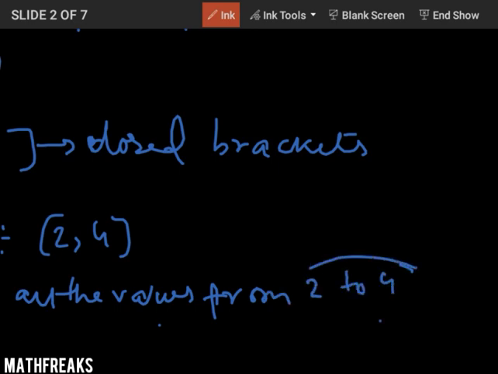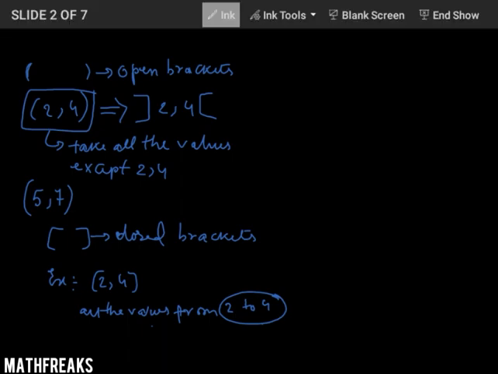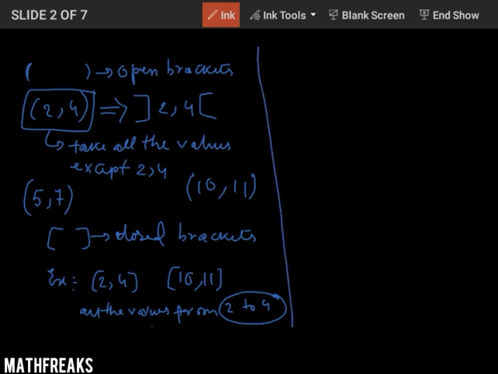Now in this case we have to include 2 and 4. In the open bracket case we have to exclude 2 and 4, but in this case we have to include 2 and 4. If you take another example, say 10 comma 11 closed, we have to take all the values from 10 to 11. But in the same case, if we write 10 comma 11 open bracket, then we mean only the values between 10 and 11, excluding 10 and 11. But when we write the closed bracket we have to include 10 and 11, right? So I hope that these two notations are clear.